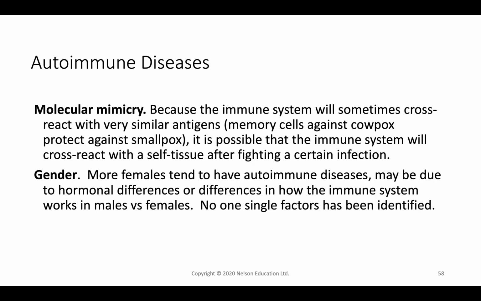Okay, sometimes the immune system is going to cross-react with self-tissue after seeing an infection. Just like we said that cowpox can cause memory cells that are also going to cause protection against smallpox, sometimes a tissue that is non-self will look very similar to self. And so once the antigen is presented, the B cells go around and might attack self-tissue after fighting a certain infection as well. And as we mentioned, gender tends to play a large role in this.